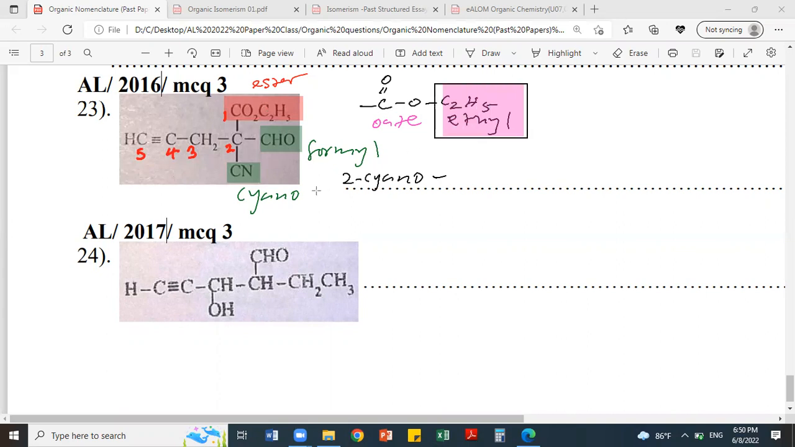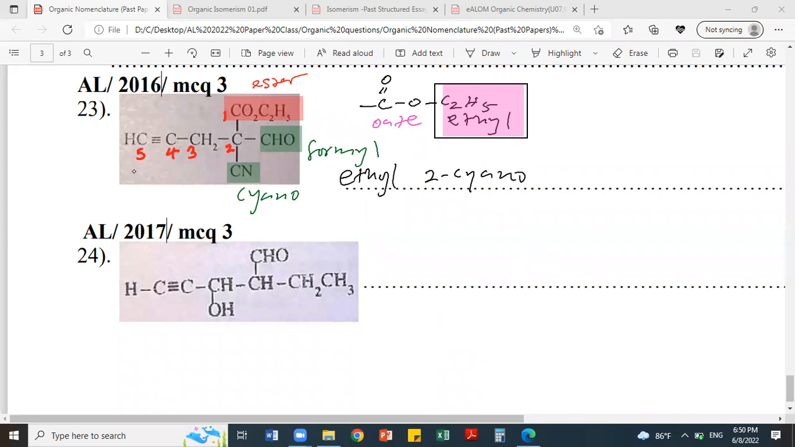I forgot that. Actually, ethyl should be written first, because that is attached to the functional group. This ethyl is attached to the COO group. That's why we give priority to that also, because the functional group has the highest priority. So we write here ethyl. Ethyl, space. After that we write 2-cyano.